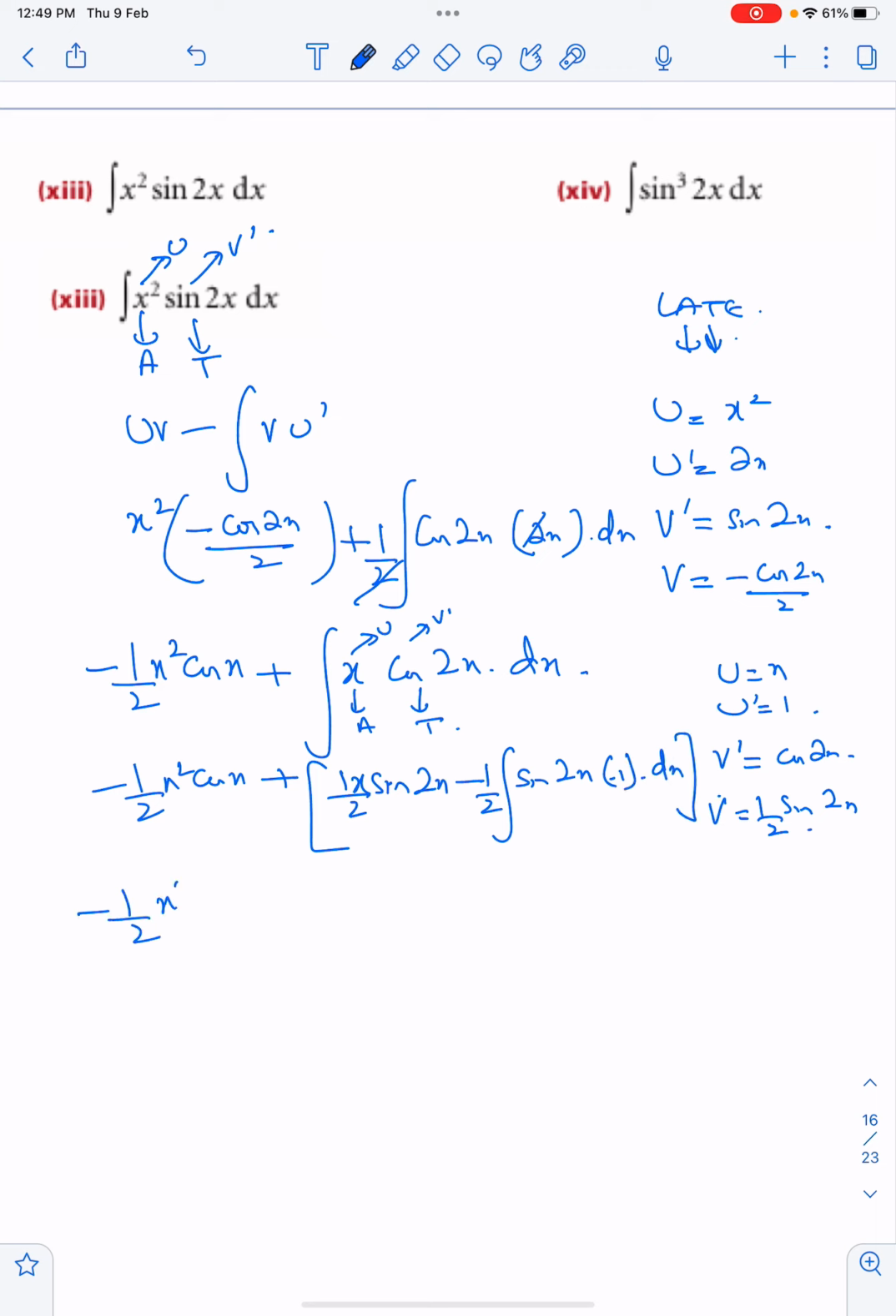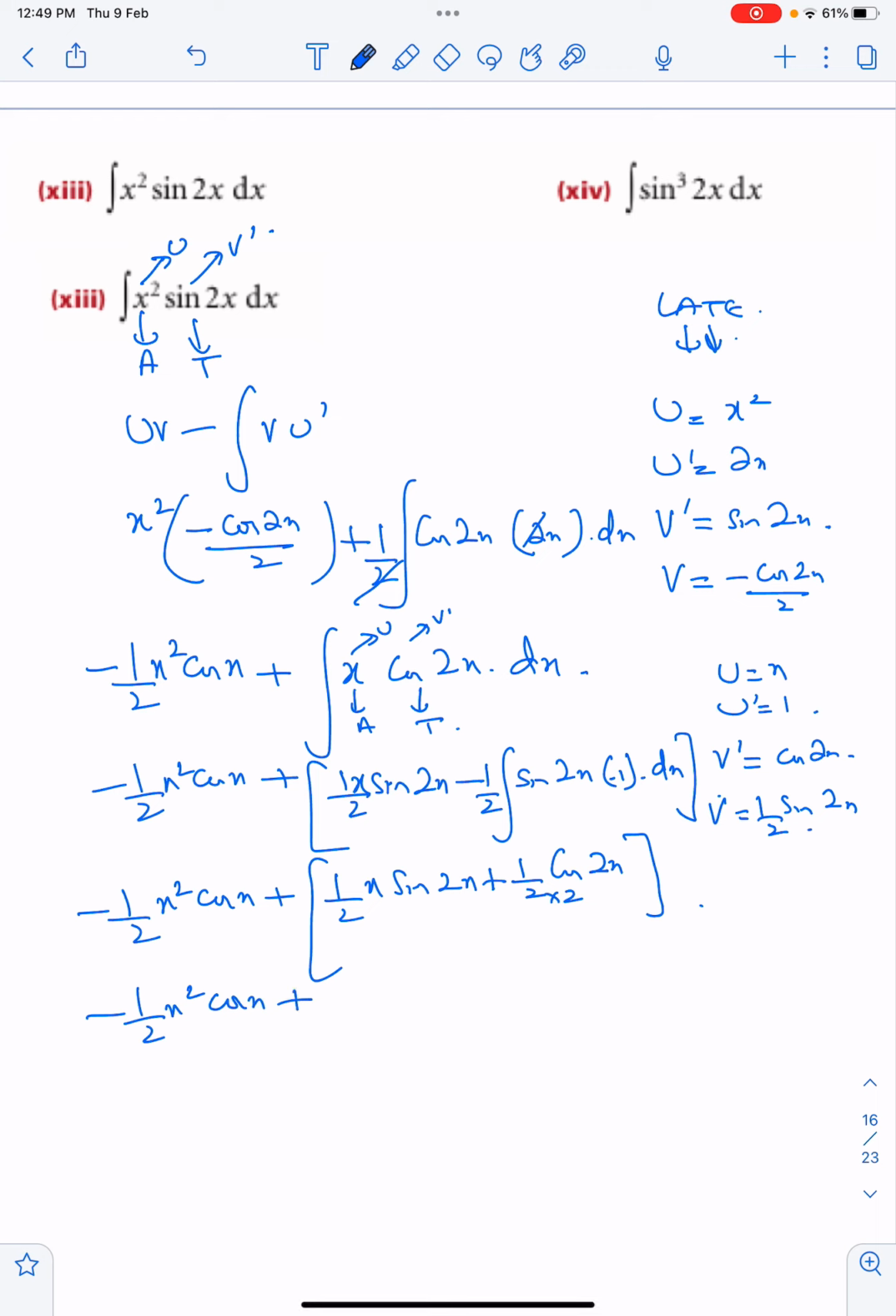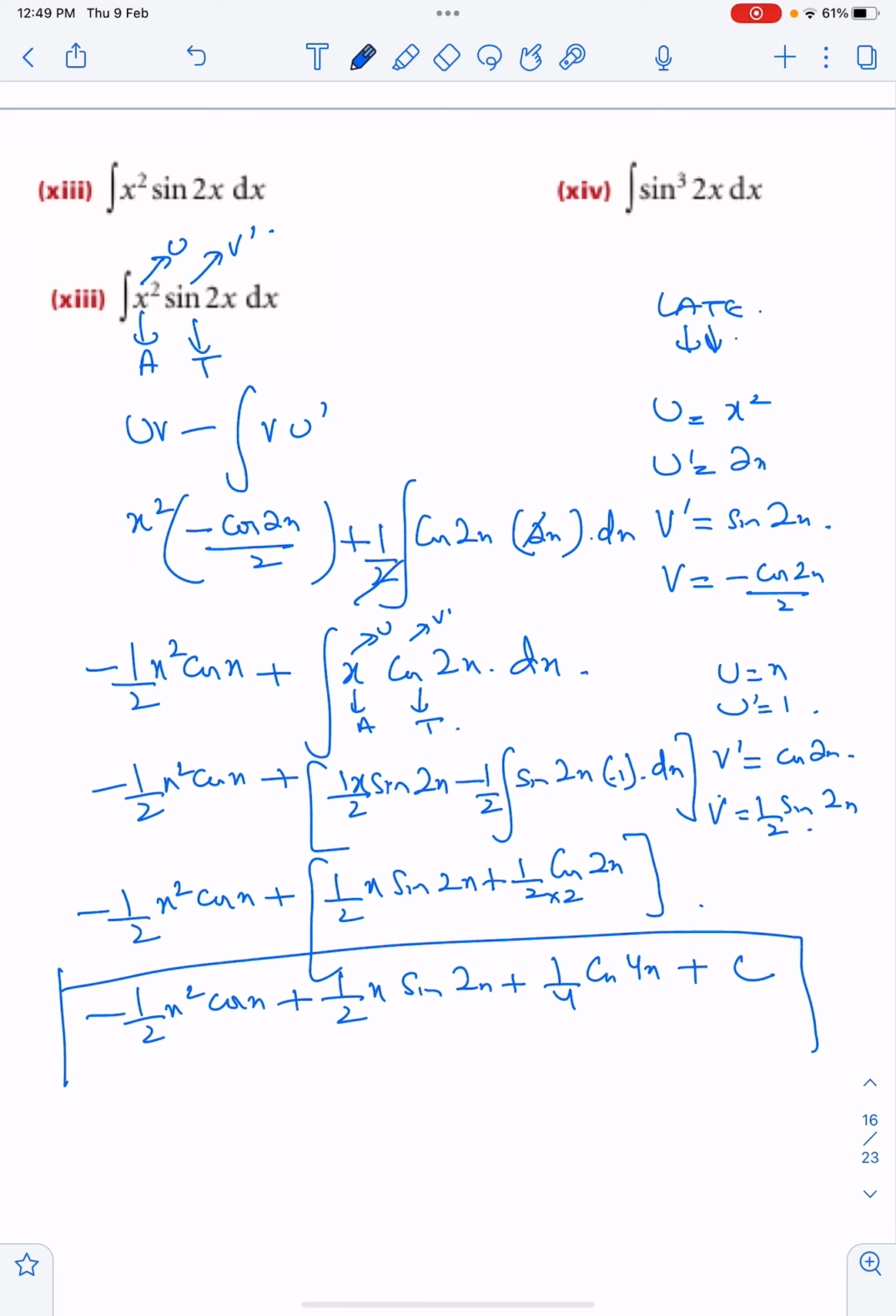Okay, minus half x squared cos 2x plus half x sine 2x minus 1 upon 2 times the integral of sine 2x. If I integrate sine 2x I get negative cos 2x divided by 2, so it will become positive cos 2x divided by 2. So minus half x squared cos 2x plus half x sine 2x plus 1 upon 4 cos 2x plus c. This is the final answer to this question.